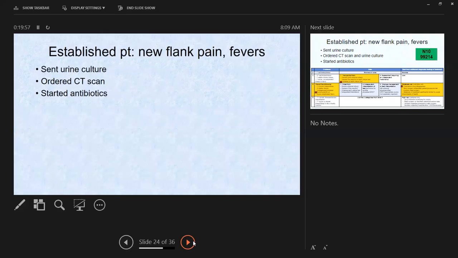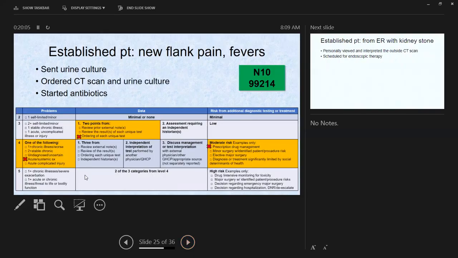An established patient presents with new onset of flank pain, fevers, send a urine culture, order a CAT scan, start antibiotics. Let's plug this in. This is, I believe, most likely pyelonephritis or a stone. So this either can be an undiagnosed new problem with an uncertain prognosis or acute illness or injury with systemic symptoms. Either way, we're going to get level 4 for the problems addressed. We ordered a CAT scan and urine culture. So that's 2 points. That data would be a level 3. And prescription drug management, start antibiotics, would be a level 4. So this will be a 99214.